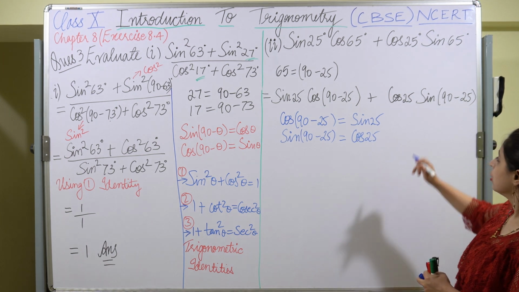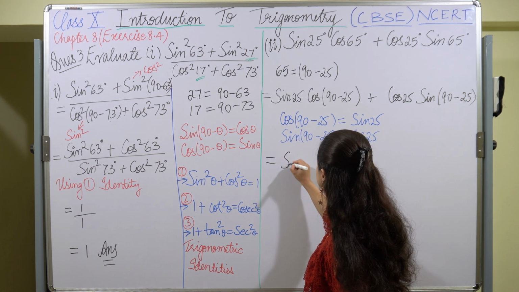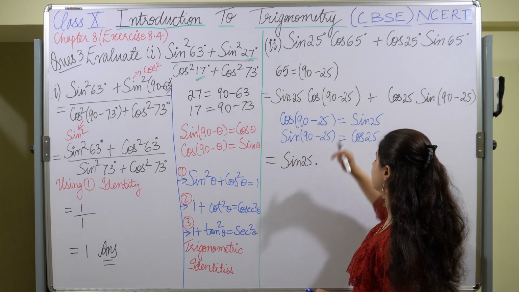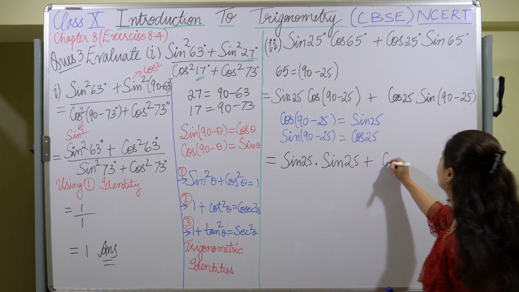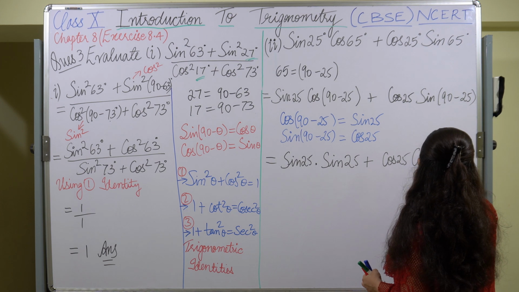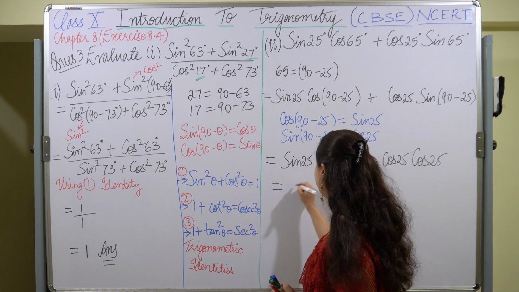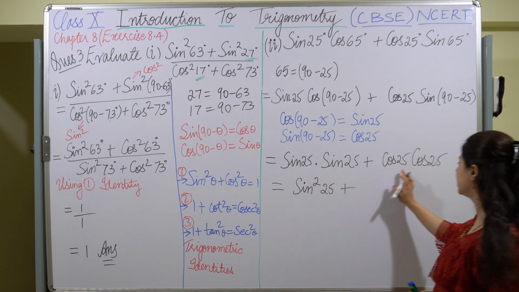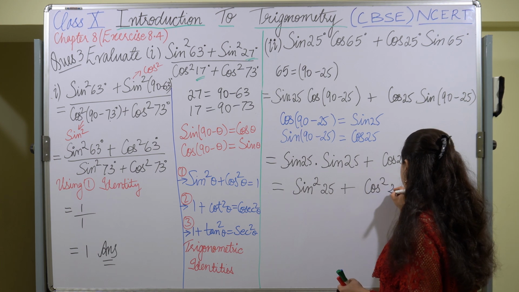So let us replace the values. We get sine 25, which is already there, and cos 90 minus 25 is replaced by sine 25. Plus cos 25 is already there, and sine 90 minus 25 is replaced by cos 25. Sine theta into sine theta becomes sine square 25, and cos theta into cos theta becomes cos square 25.